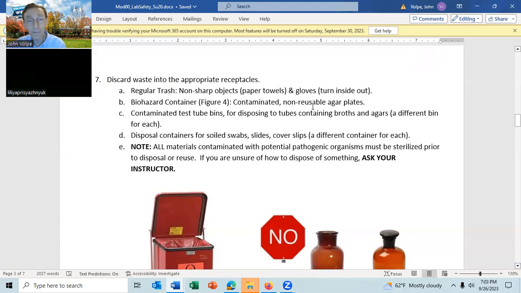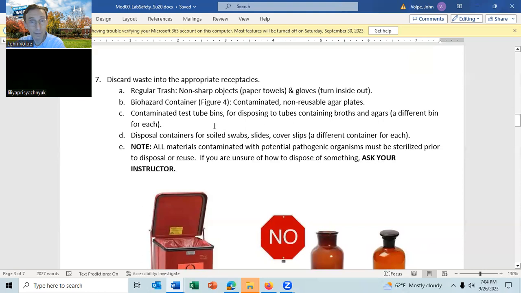If, on the other hand, you have bacteria on them, like you have a spill and you use the paper towel to wipe up the bacteria in the spill, or you spill something on your gloves, then take off your gloves and put them in the biohazard container, or wipe up the culture with microbes and put the paper towel in the biohazard container. I already talked about that. No sharp objects, no glass in the biohazard container.